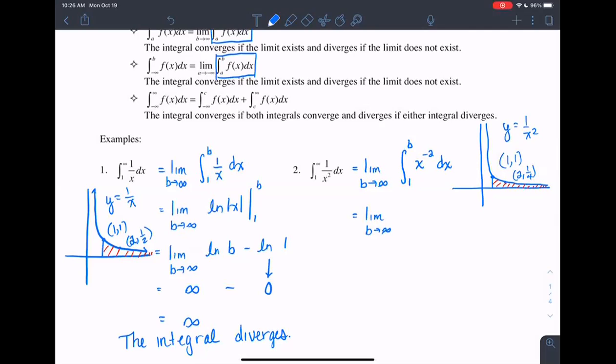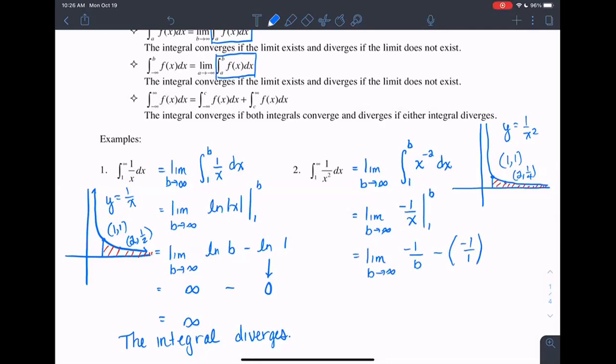All right, so we want x to the minus 1 over minus 1, or minus 1 over x. Uh-oh, Bella's upset. I'm guessing some delivery person is here. And we're evaluating from 1 to b. So again, keep in mind, don't lose your limit. Minus 1 over b minus 1 over 1.